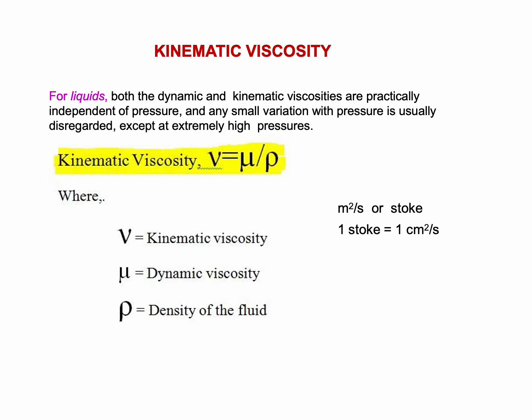Now, kinematic viscosity. What is kinematic viscosity? Kinematic viscosity is the ratio of dynamic viscosity and density. So the unit for kinematic viscosity is meter square per second. It is denoted by the letter nu. It could also be denoted by Stokes. What is the relation between Stokes and our SI unit? 1 Stokes is equal to 1 centimeter square per second.